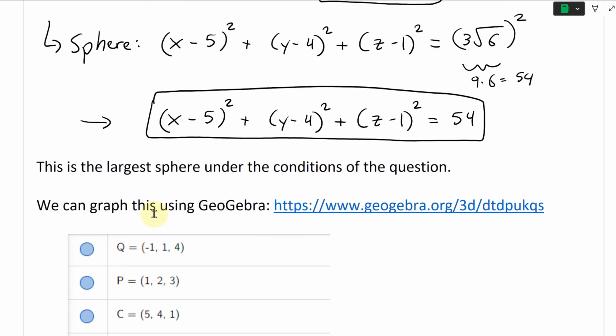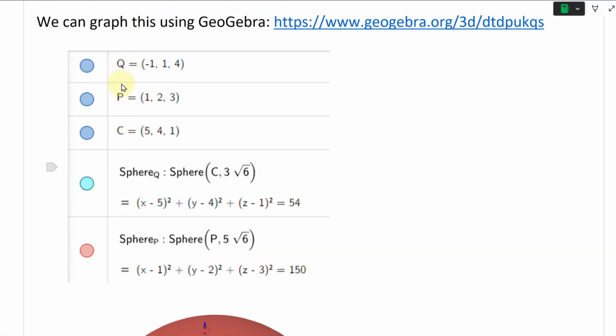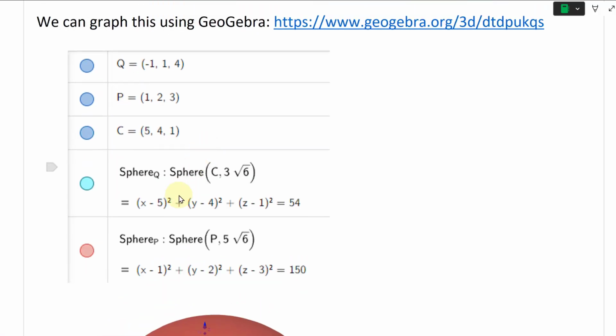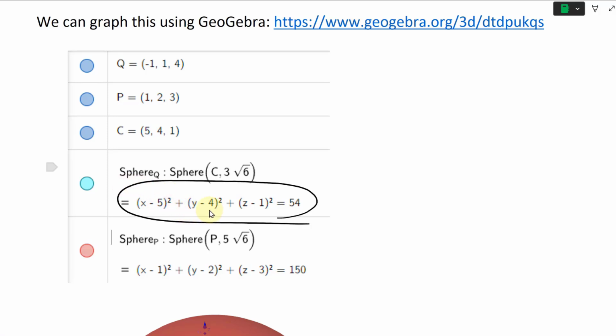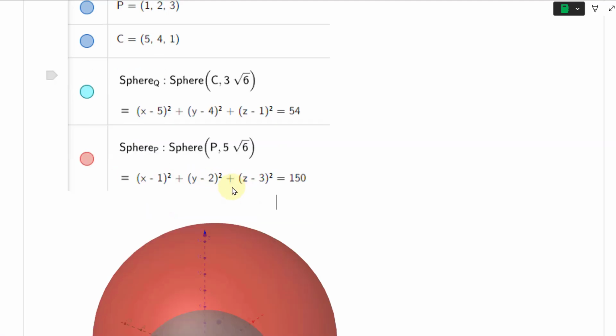Just to double check it all, we're going to see it visually. We can graph this using GeoGebra's 3D graphing calculator. There's the link there, and this is our point P, or point Q, P, and C. There's a sphere of Q with center C, radius 3 times square root 6, and it gets you exactly our answer: x minus 5, y minus 4, z minus 1. And then you just put the point P, and it automatically does it.